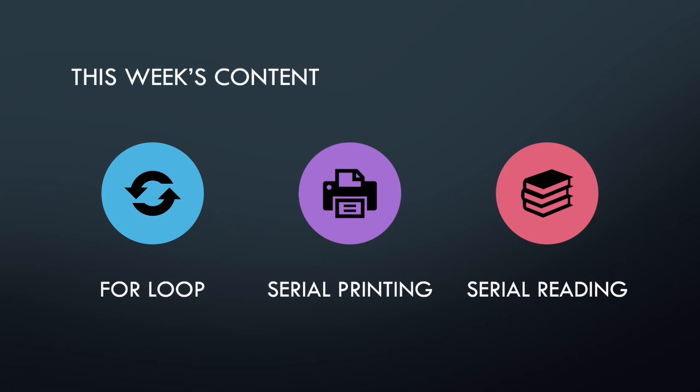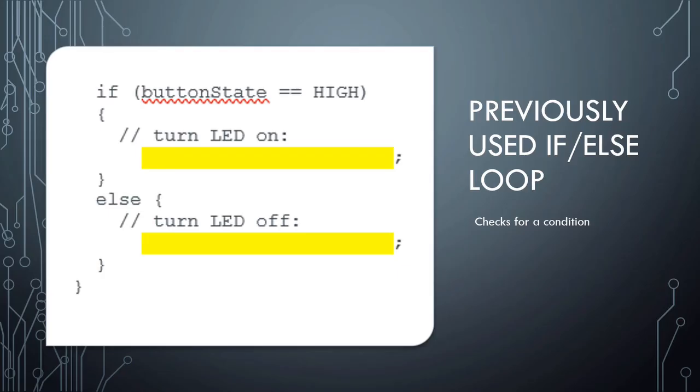form of text. So last week we covered using an if loop or an if-else loop to check for a particular condition. In this example here, we're checking to see if the button state is high, or in other words, is the push button being pressed? If it was, then we would turn the LED on, and if it was not, then we would turn the LED off. This is a conditional statement. We're checking to see if a condition is present. If it is, we're performing one action. If it's not, we're performing another.